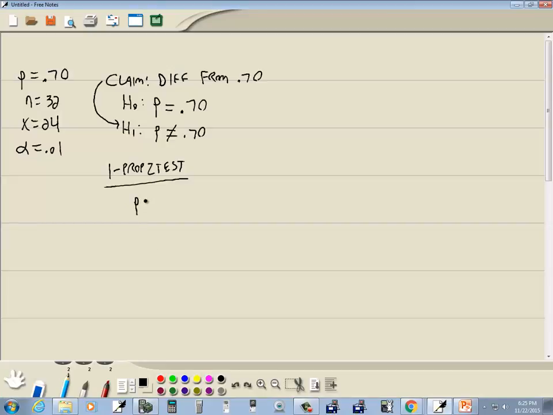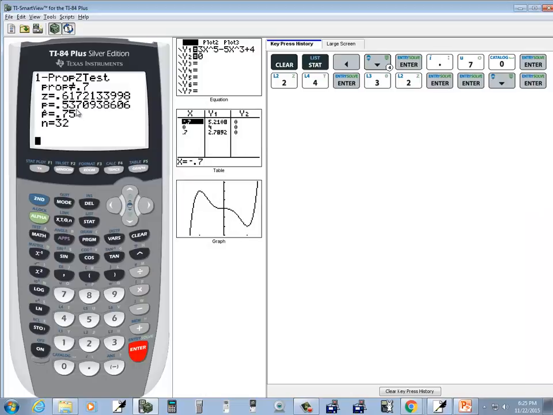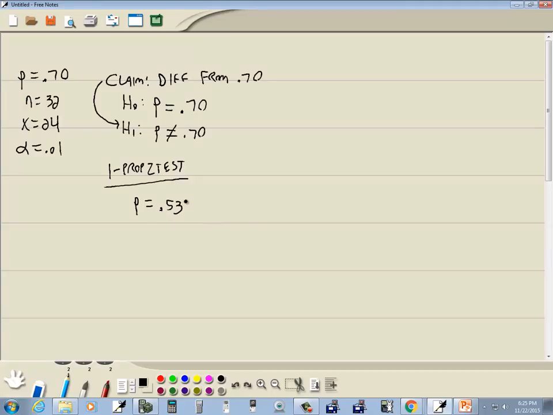And they tell us that p is equal to 0.5371, rounded to 4 decimal places.